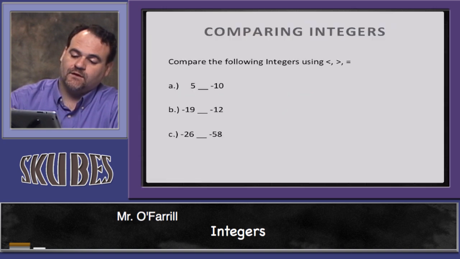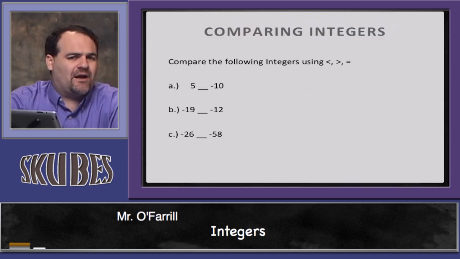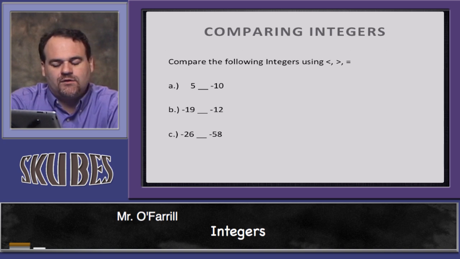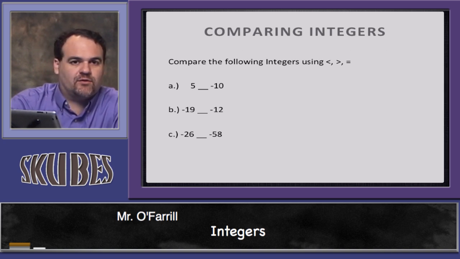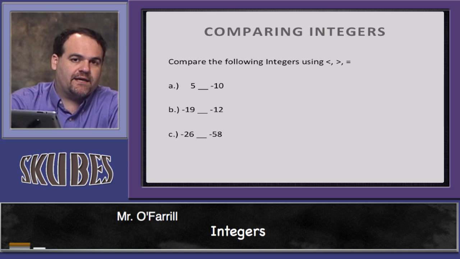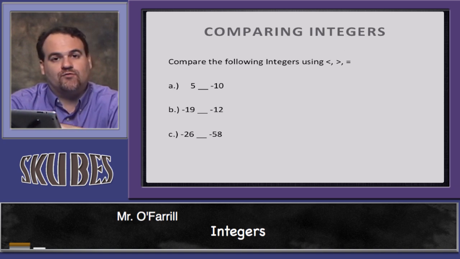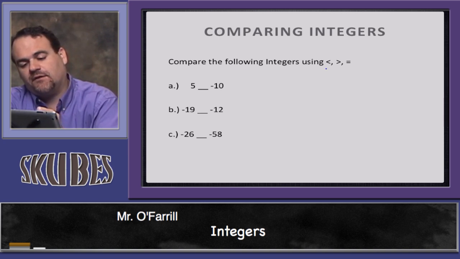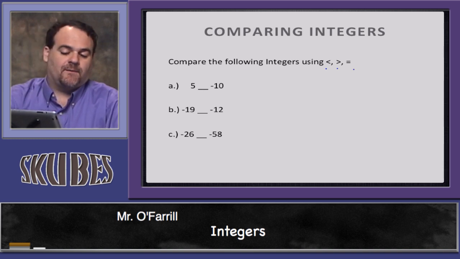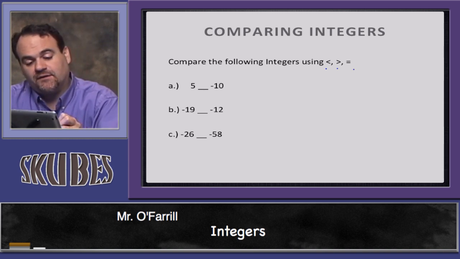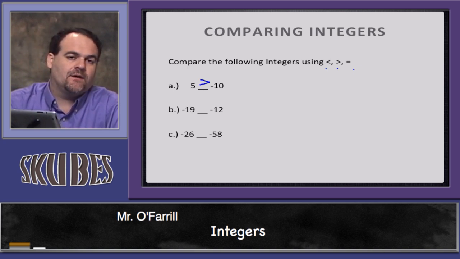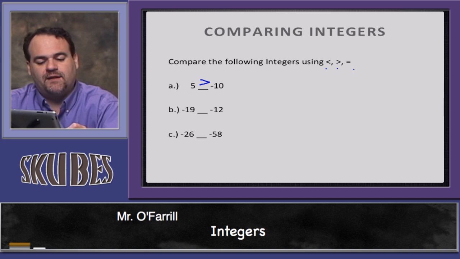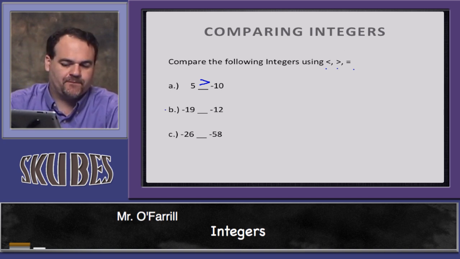So let's take a look at comparing these numbers. Of course, the positive number is always going to be greater than a negative number. The farther you go to the right on a number line, the bigger the number gets. So if we're going to put less than, greater than, or equal to, positive 5 is definitely going to be greater than negative 10. But what about if the numbers are both negative, like in B?